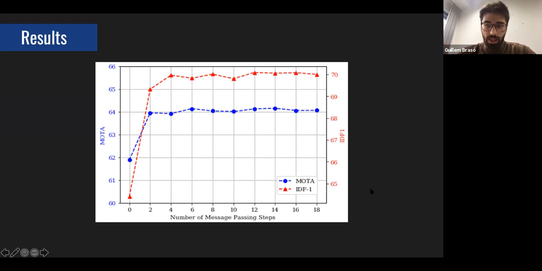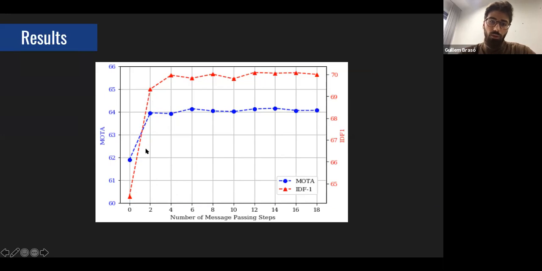And you see, for instance, that IDF1, when you go from 0 to 2 message passing steps, so from no high order information to high order information, you see a massive increase. So from around 5 points of increase in IDF1, and around 2 points of increase in MOTA. So what this is telling us is that this high order information is crucial for identity preservation.